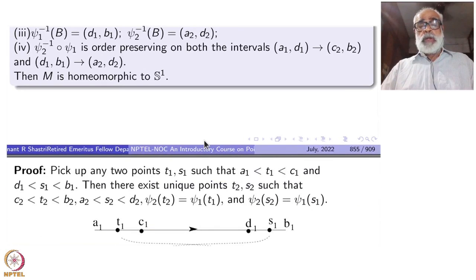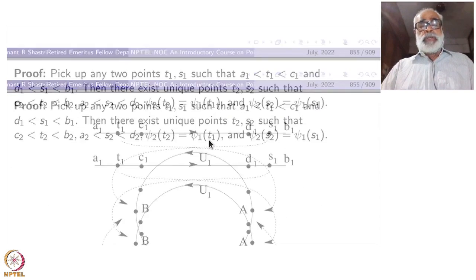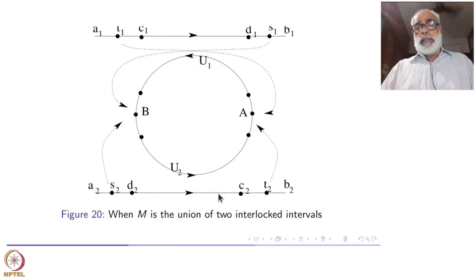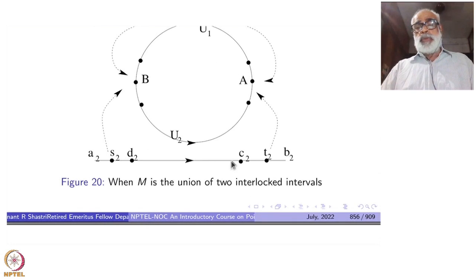The proof is not all that difficult once you have understood the previous one. So here, just look at the picture. A1 to B1, you have one coordinate neighborhood, U1, Psi1. And here, A2 to B2, you have another one, Psi2. Of course, the final picture I have put nicely, but right now you have to assume that this is some manifold, that's all, right?